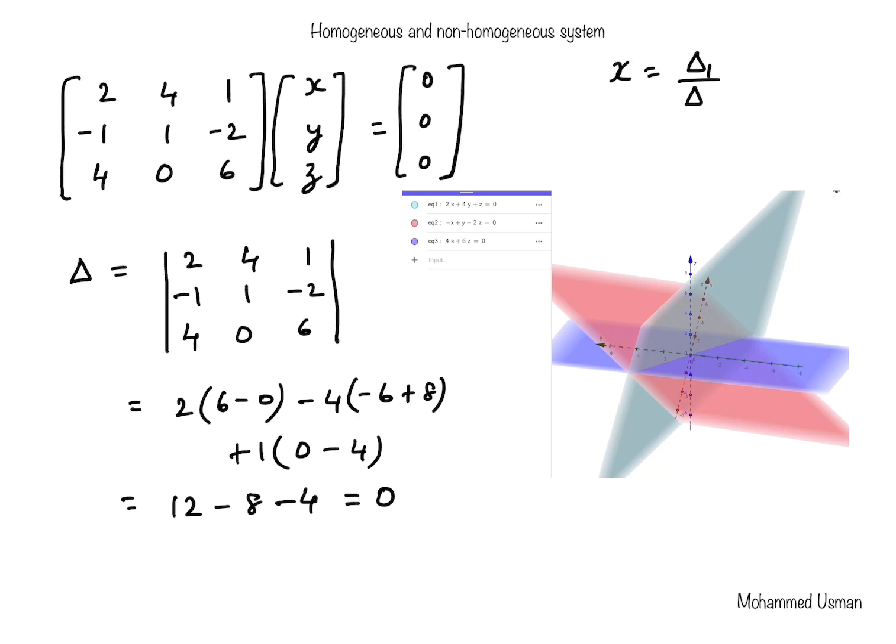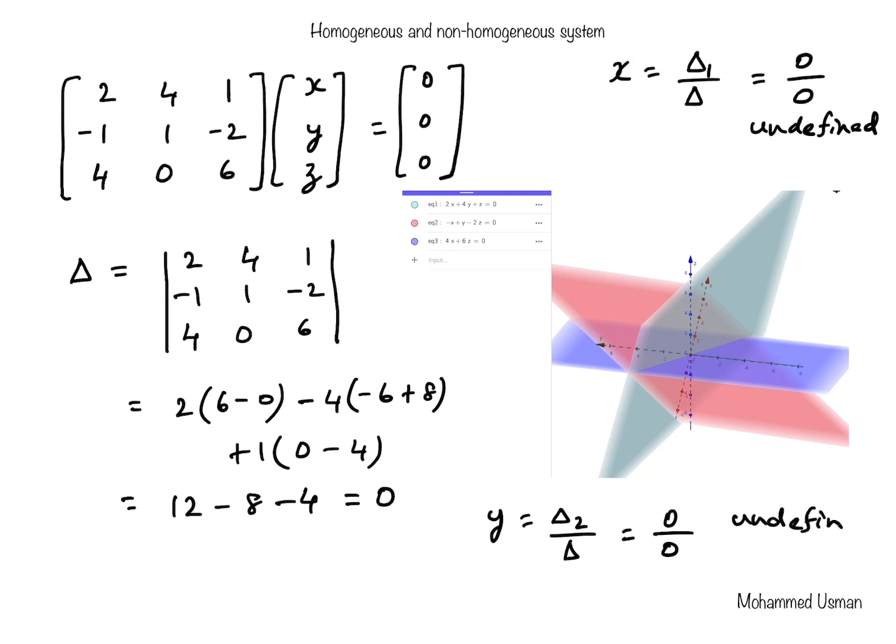So that means when you calculate x as delta 1 by delta, we will get 0 divided by 0, which is undefined. 0 by 0 is undefined. Similarly, when we compute y as delta 2 by delta, we will get 0 by 0, which is also undefined.